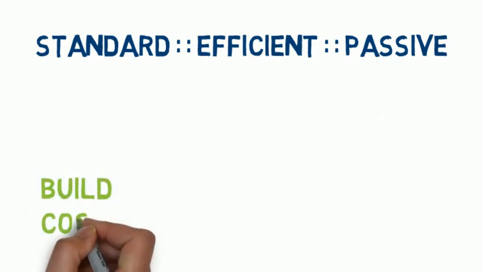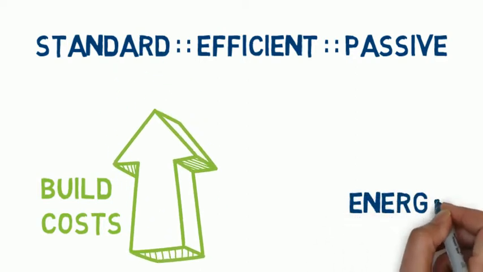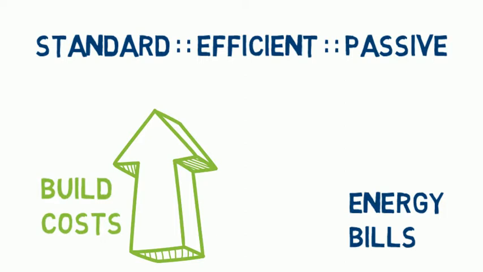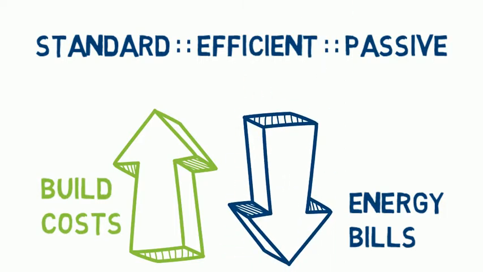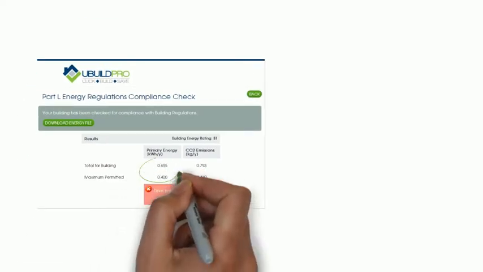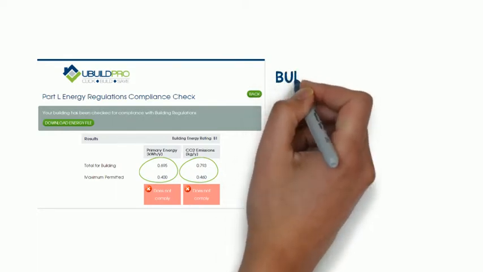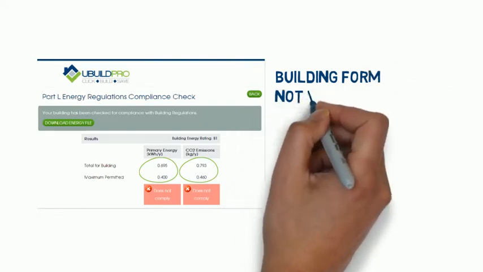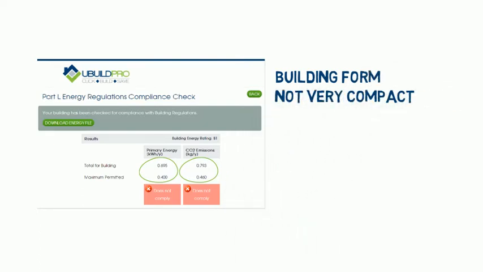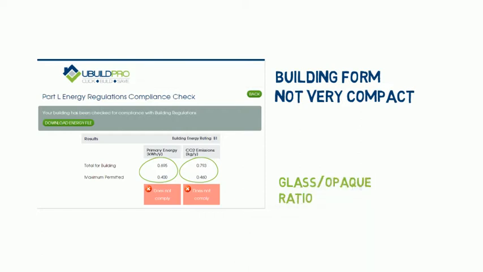As you move from Standard through Efficient and on to Passive House, you would expect the cost of construction to increase, but also your energy bills will decrease. You're free to choose whichever level of efficiency you wish and see the difference in construction costs at the click of a button. However, we must issue an important health warning with this statement. Depending on the design of your house, you might find that you do not comply with Part L at the level of Standard. This could be for several reasons. For example, perhaps your building form is not very compact, or because the ratio between glass and opaque elements is not optimal.